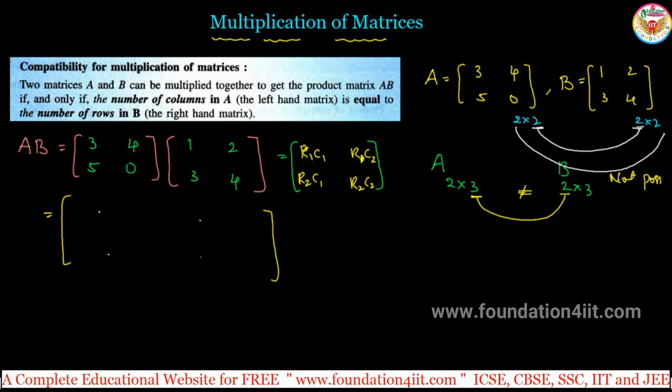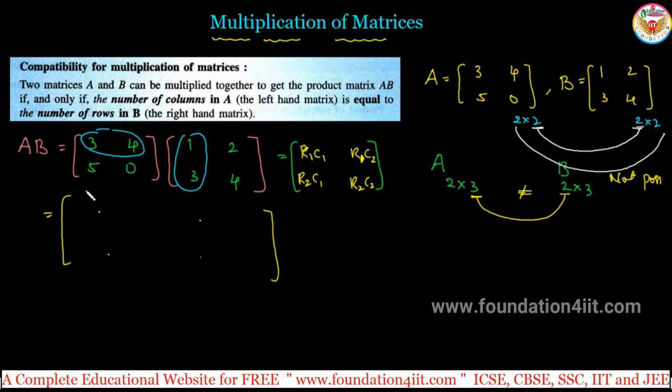You have to simplify. This is the first row with the first column. Corresponding elements you multiply and add. That means 3 into 1 plus 4 into 3. First row, first column: there are 2 elements here.